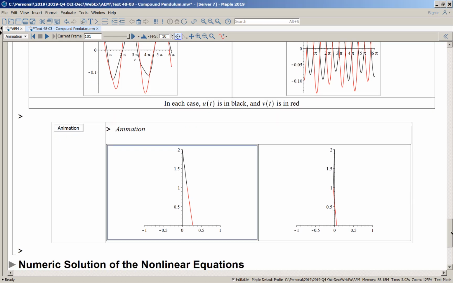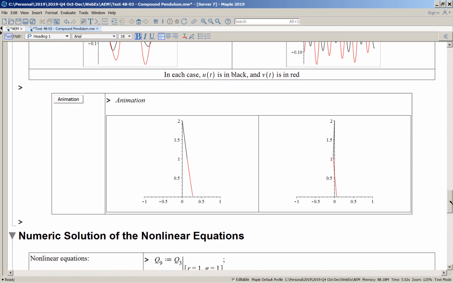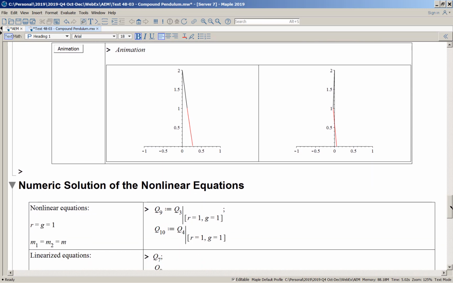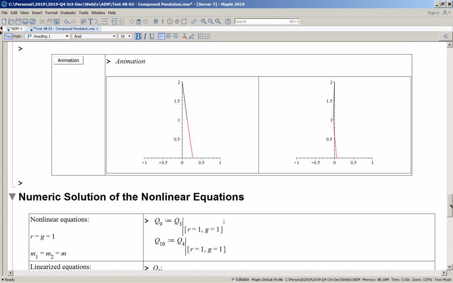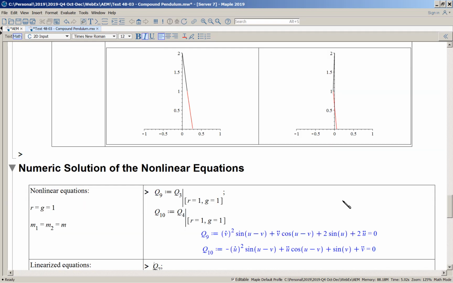Now here's something that you can do with a tool like Maple that I couldn't do when I was teaching this stuff without Maple. And years and years ago, I can remember teaching this without Maple. So let's solve numerically the nonlinear equations. So this is a reminder of what the nonlinear equations look like under the assumptions that R is 1 and G is 1 and so forth.